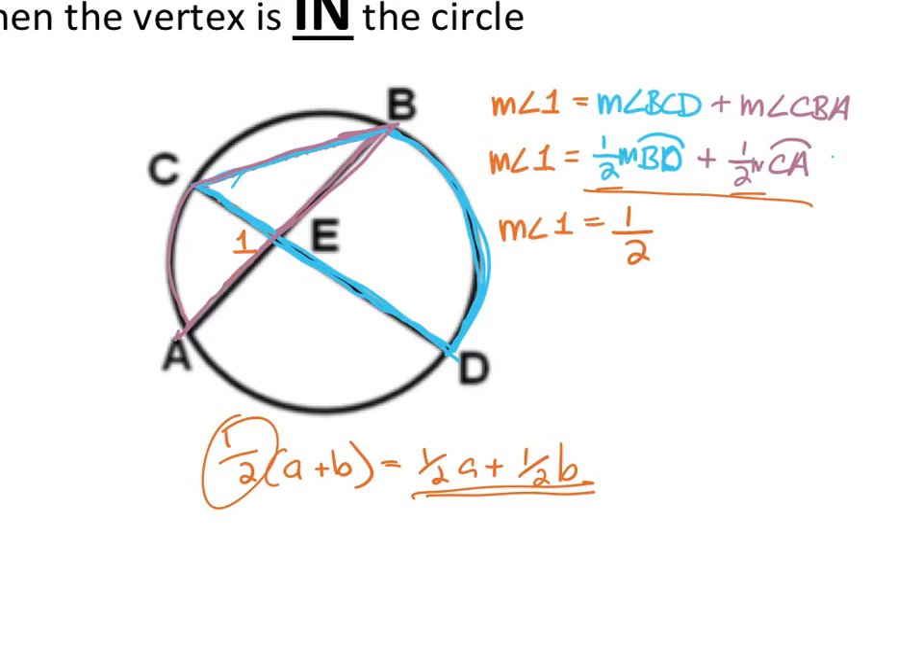and 1/2 the measure. Okay, so back to where I was. I'm going to pull these 1/2s out by factoring them out. And now I'm left with 1/2 the measure of arc BD plus the measure of arc CA.